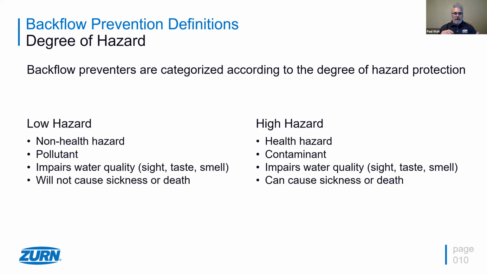So we have our cross connections and we have backflow conditions. We have back siphonage, back pressure, low hazard, high hazard. We have all these definitions, and now we're going to take these definitions and apply them to the backflow preventers that we use today in the landscape industry.